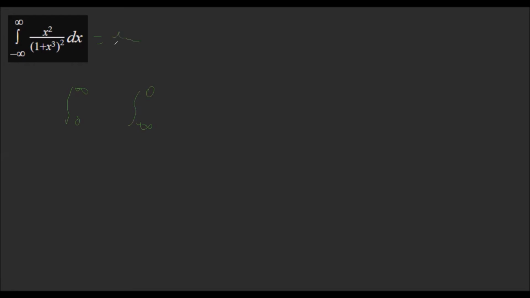So we can say that our integral is equal to the limit as n approaches infinity of the integral from 0 to n of x squared over 1 plus x cubed squared dx, plus the limit as m approaches negative infinity of the integral from m to 0 of x squared over 1 plus x cubed squared dx. And so from here we have to integrate. What we have to integrate is the integral of x squared over 1 plus x cubed squared dx.